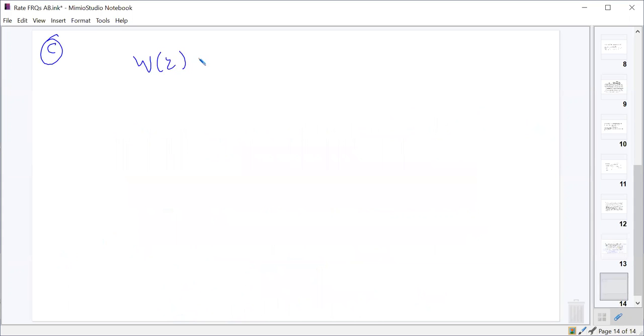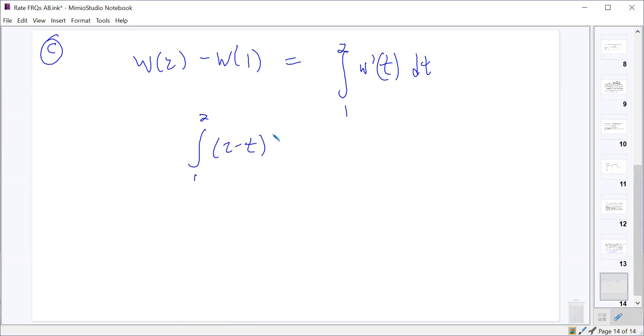So w of 2 minus w of 1, well, we could think about that as the integral from 1 to 2 of w prime of t dt. Because the integral of w prime is w, evaluated at the upper limit and evaluated at the lower limit. And so that ought to just be the integral from 1 to 2 of the function they gave us, which I believe was 2 minus t times r of t. Plug that into your calculator, and it came out to be 387.5.